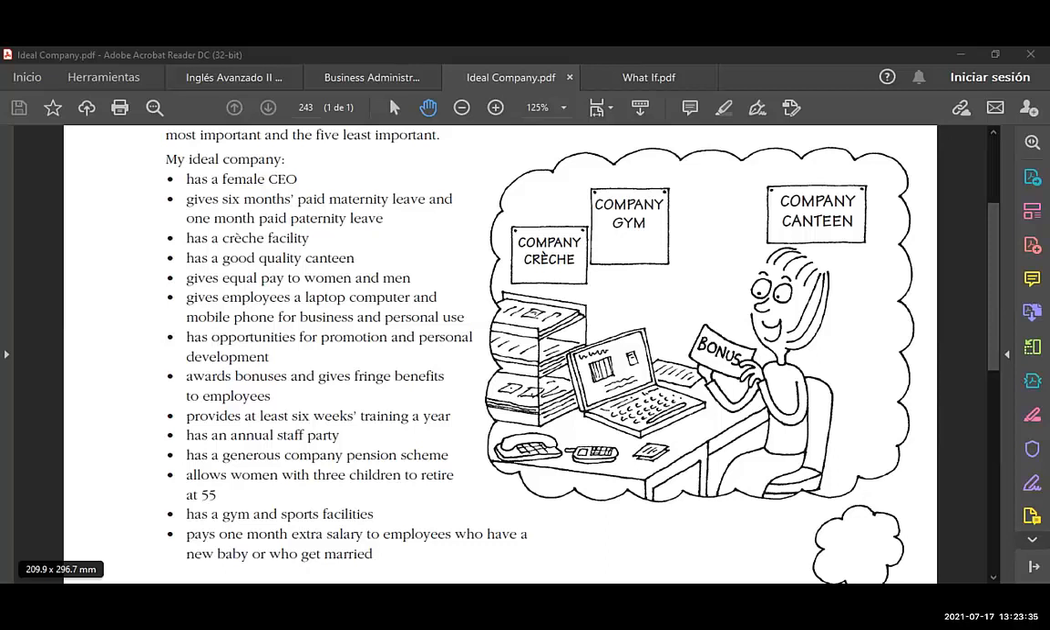I really love that you are interested in baby stuff, no? Like we need to have different facilities for our kids. Very good, Rosie. Ceci, yeah, you're welcome. Ceci, what about you? Can you tell me your five most important and your five least important?